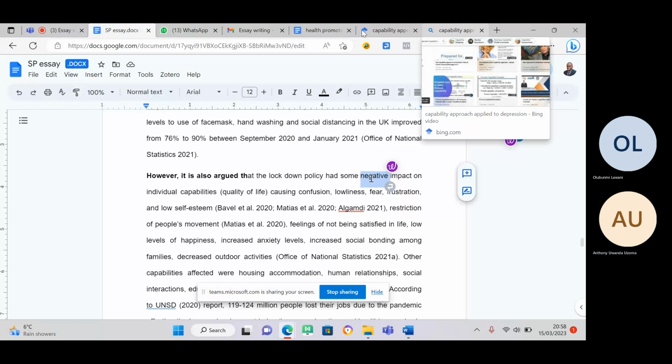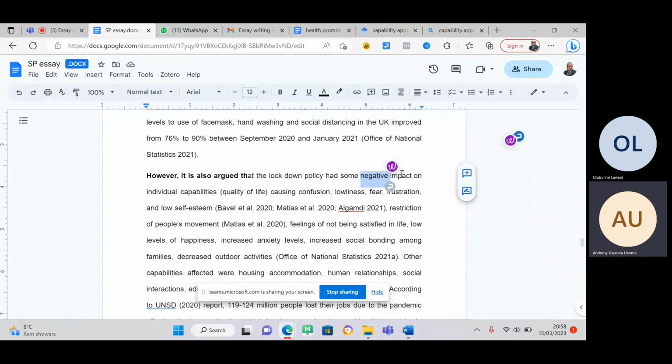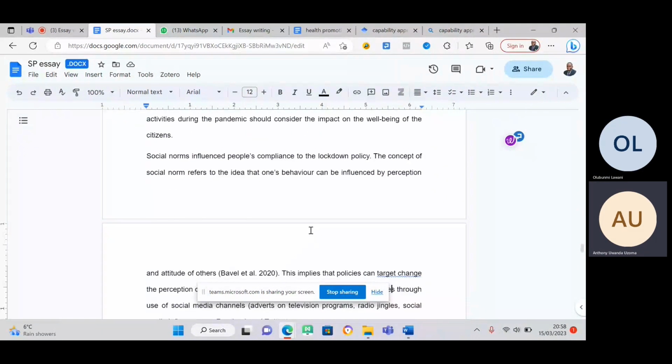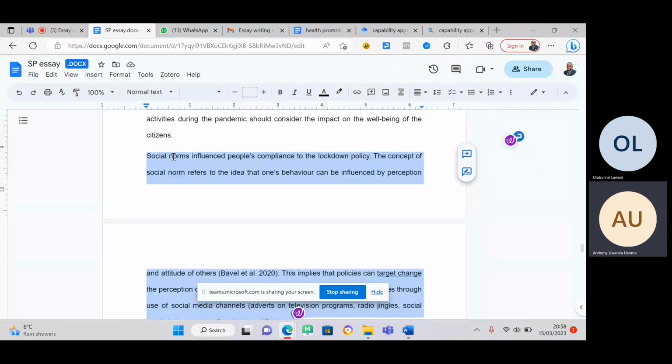You see that? It had an impact on individual capability, and a negative impact on people's ability. I've explained these things in the former video. So I hope by now your confidence level in critical writing is over 10. Can you rate yourself? What was it before, and what is it now that I have taught you?